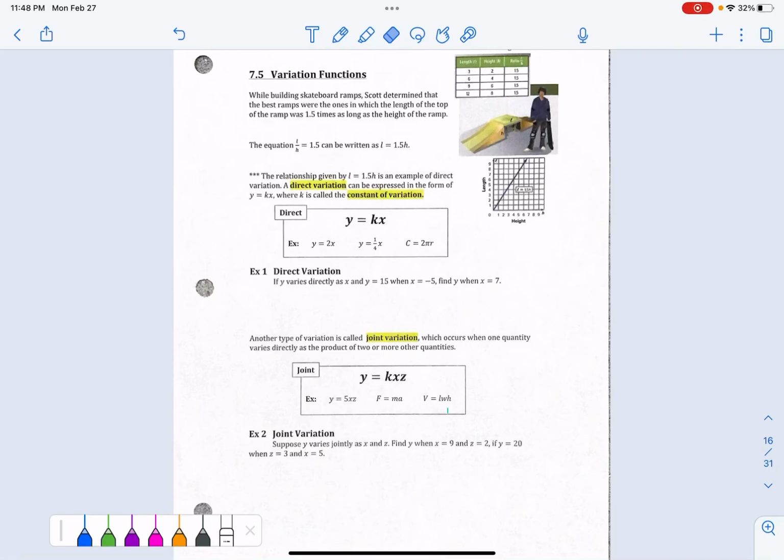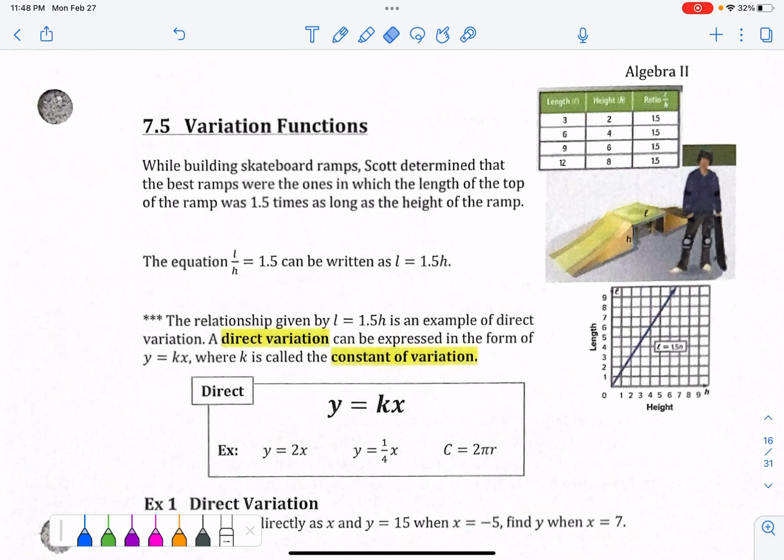Okay, Algebra 2, we're going to skip over section 7.4 for now and move on to 7.5. It's just a little bit easier for me to teach you when I'm not there. So 7.5 is all variation functions.